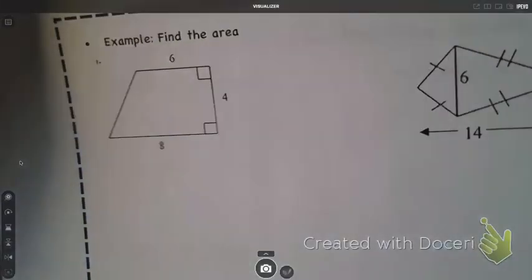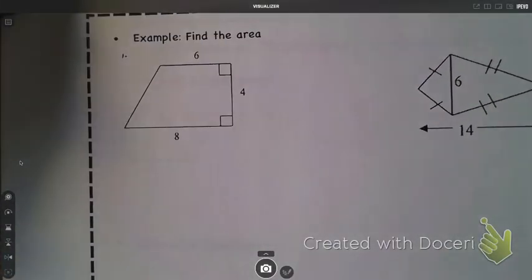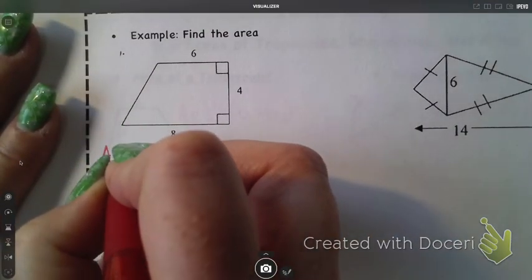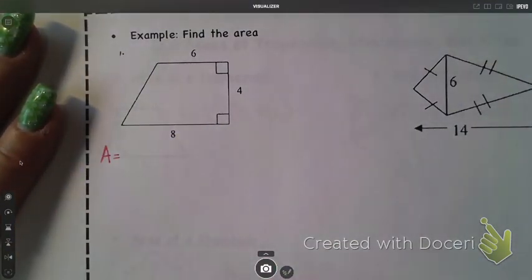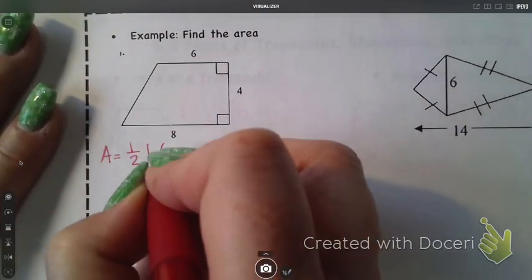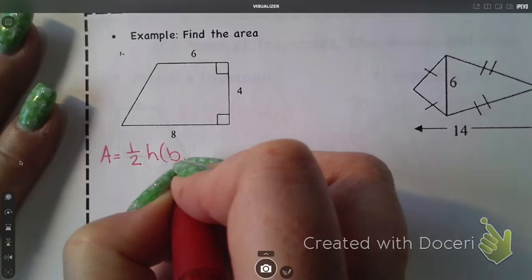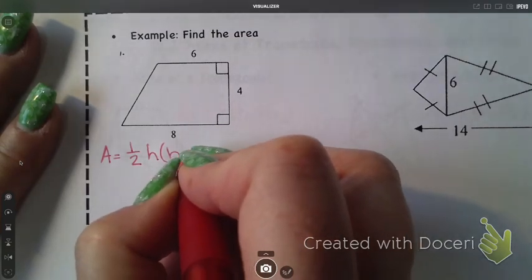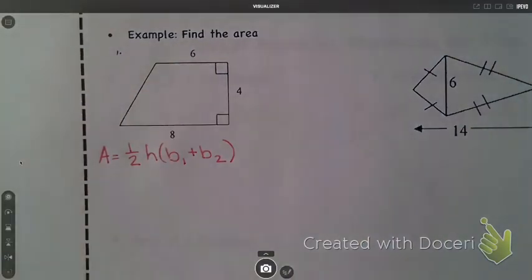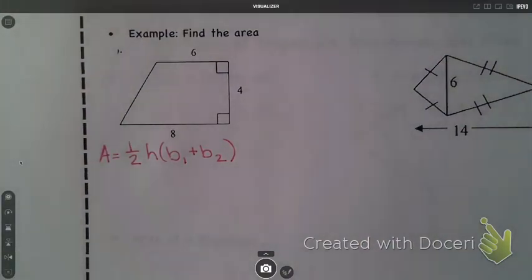Okay, what shape is this? Trapezoid. So my formula is, what's my area? Half the height times base. Isn't it base plus base? Yeah. It's important to know when you're multiplying and when you add bases, yes? So add the bases.